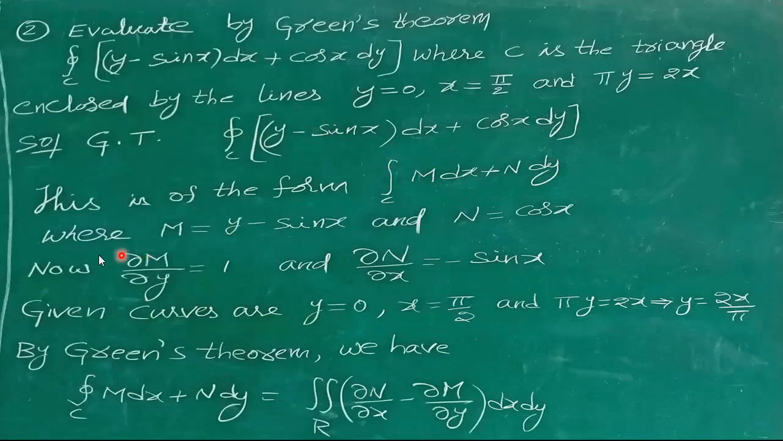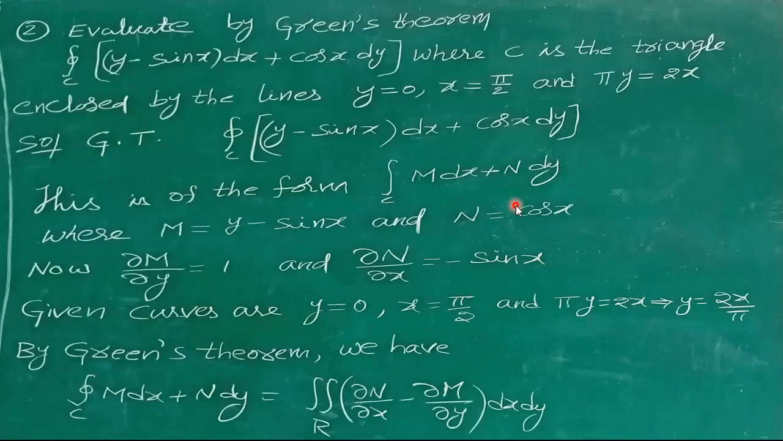If you compare these two, M is equal to y minus sin x and N is equal to cos x. Now I can find dou M by dou y. That means we differentiate M partially with respect to y. The derivative of y with respect to y is 1. With respect to y, x is constant, so sin x is constant and its derivative is 0. So 1 minus 0 gives 1. And dou N by dou x means the derivative of cos x with respect to x, which is minus sin x, right?